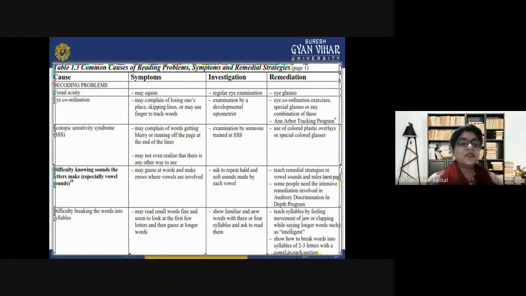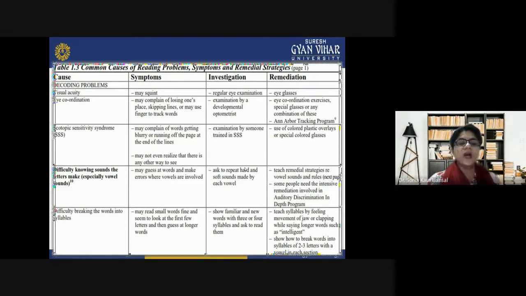Then SSS, scotopic sensitivity syndrome. This may reveal symptoms like the child may complain of words getting blurry or running off the page at the end of the lines, and may not even realize that there is any other way to see this. So he is finding something blurry. Examination is done, and colored plastic overlays or special colored glasses are used for this in SSS.